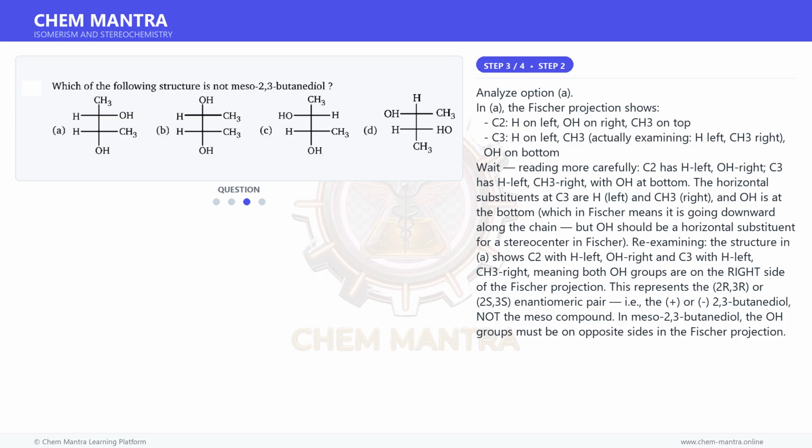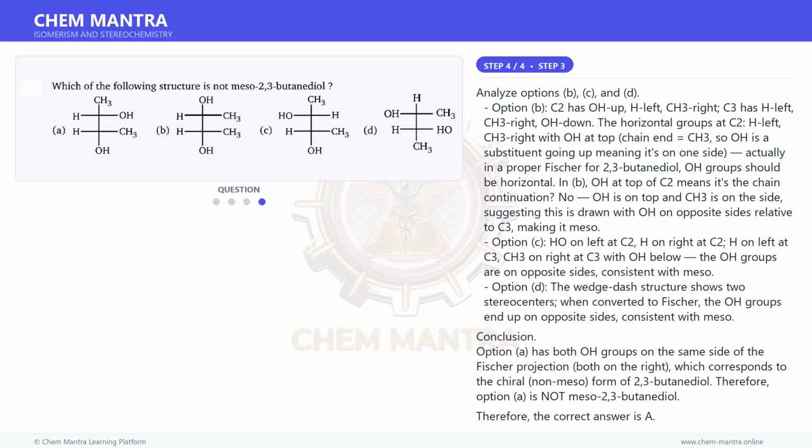Re-examining the structure in A shows C2 with H left, OH right, and C3 with H left, CH3 right, meaning both OH groups are on the right side of the Fischer projection. This represents the 2R, 3R, or 2S, 3S enantiomeric pair, i.e., the plus or minus 2,3-butanediol, not the meso compound. In meso 2,3-butanediol, the OH groups must be on opposite sides in the Fischer projection.